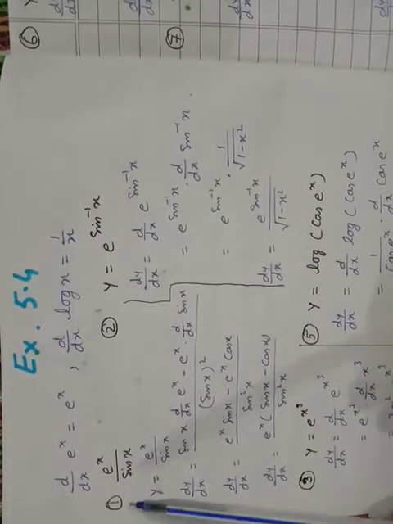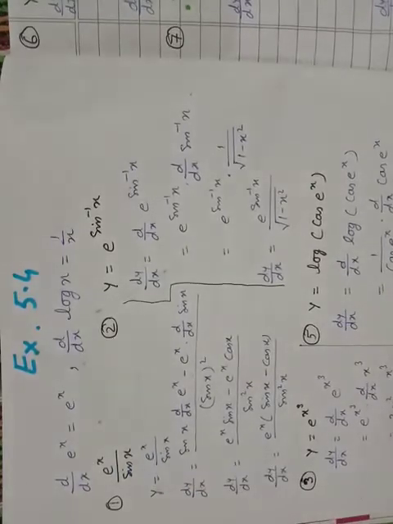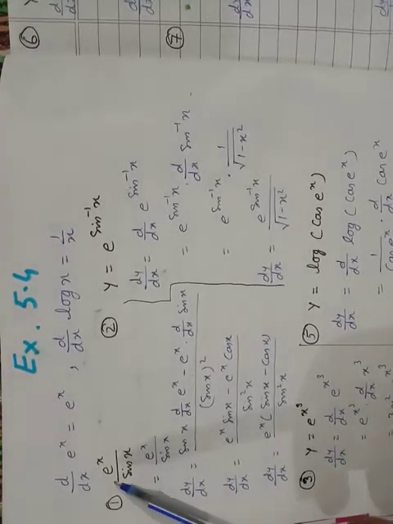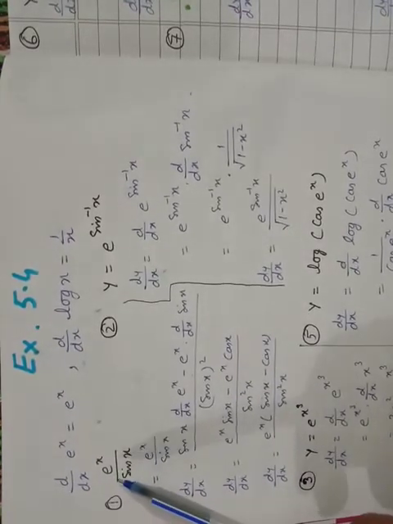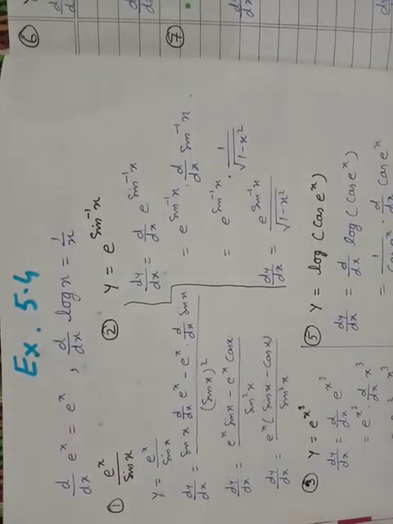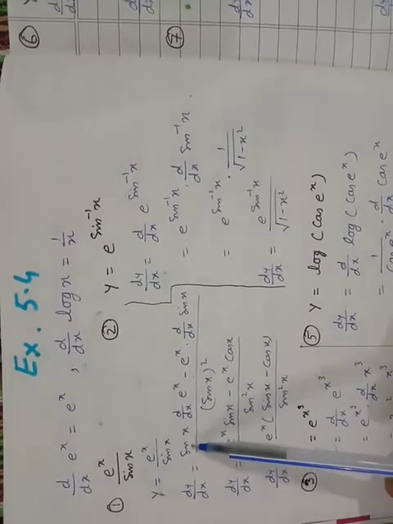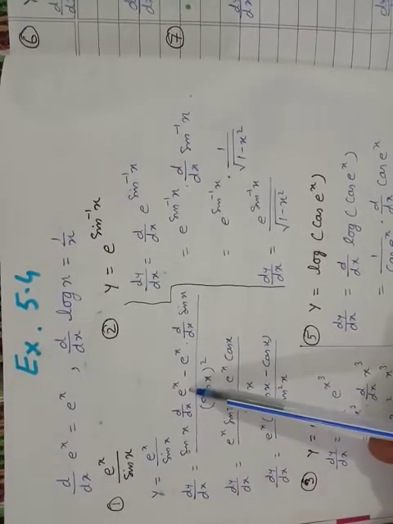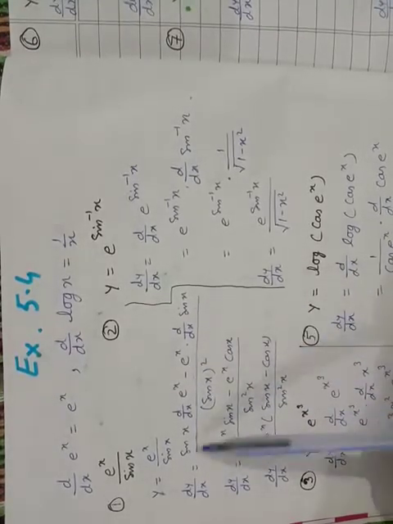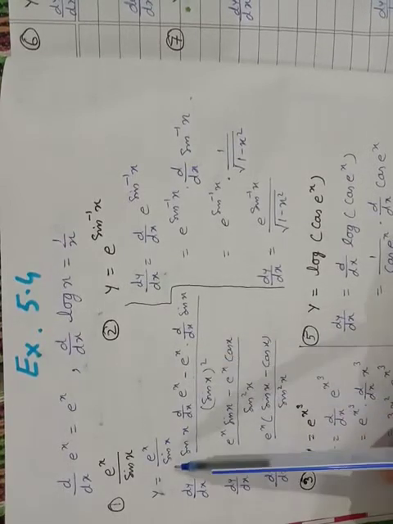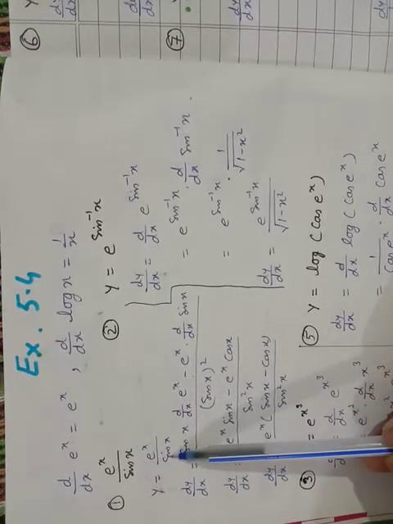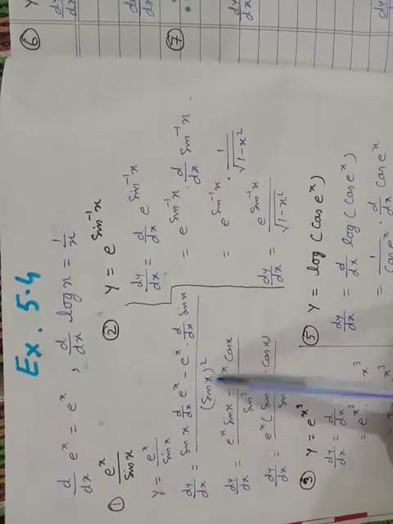Okay, so question number 1, e to power x over sin x. Now you can see this is in the fraction form. When differentiating a fraction form, we let y equal to e to power x over sin x. The fractional form means denominator times d over dx of the numerator, minus numerator times d over dx of the denominator, upon denominator whole square. So sin x d over dx of e to power x minus e to power x d over dx of sin x, over sin x whole square.